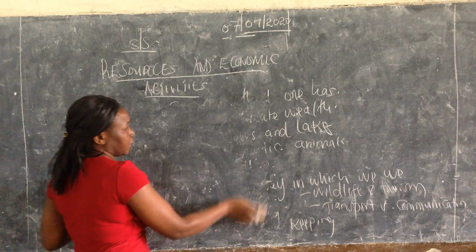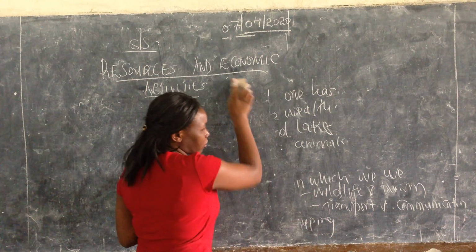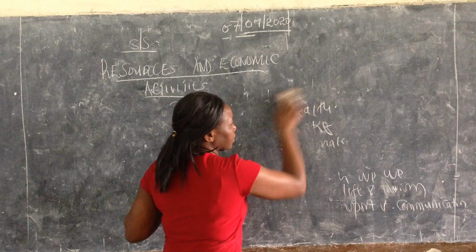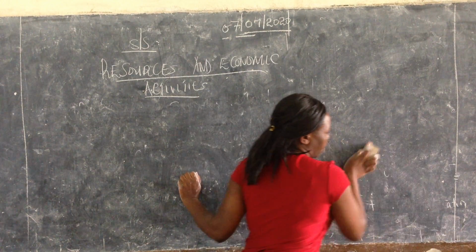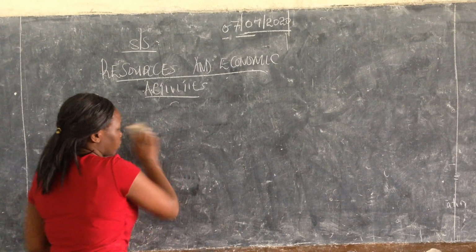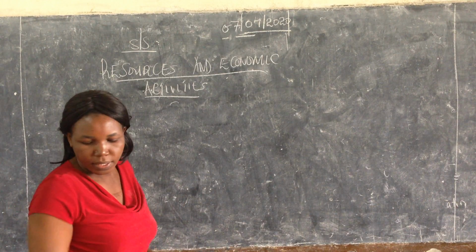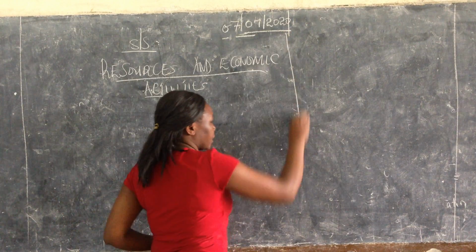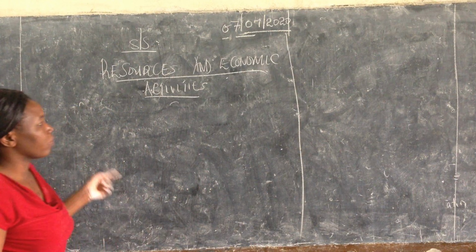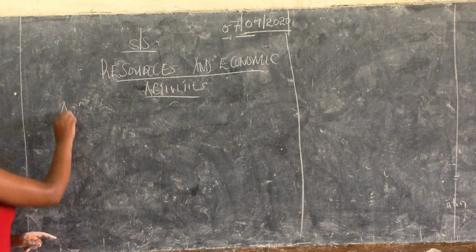I hope you have seen the difference. You have the resources, and at the same time we have economic activity: what you can get from those resources to earn wealth. Now we go to agriculture. From our topic, we are going to start with agriculture.